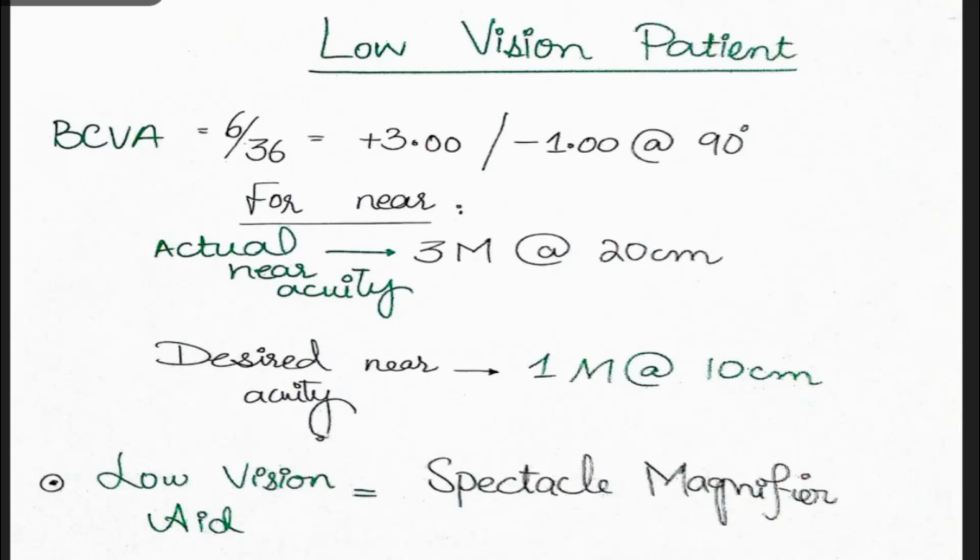Okay, you have done the refraction, you come to know that best corrected visual acuity is 6/36 with the help of +3 sphere and -1 cylinder at 90 degrees. So this is the correction of the patient which he uses, right?